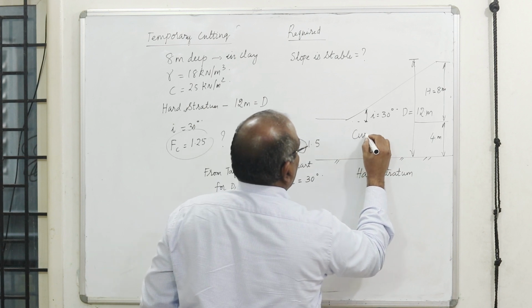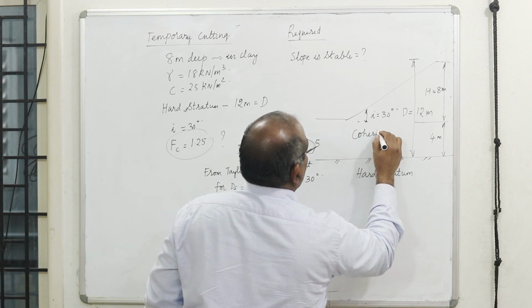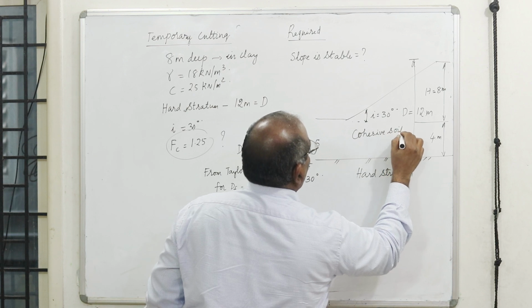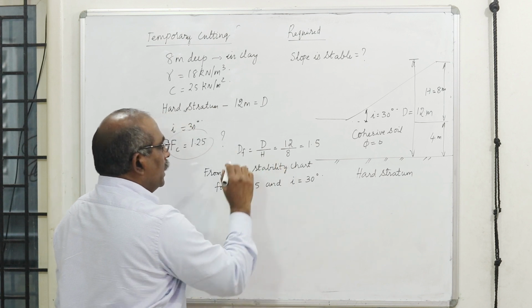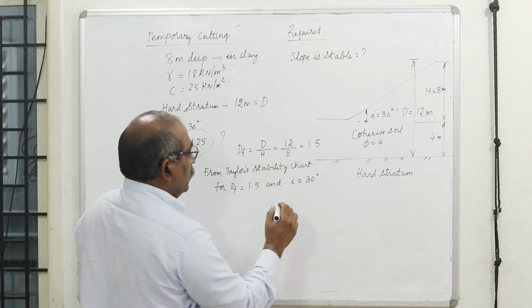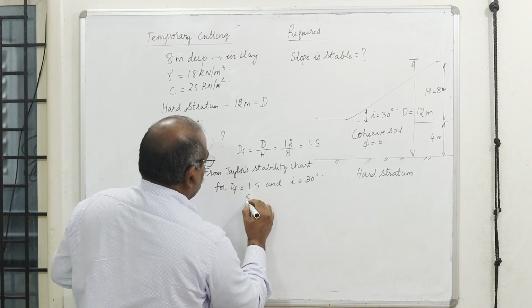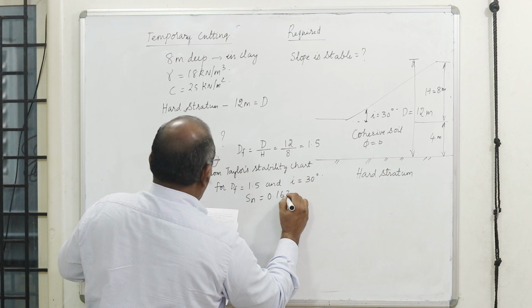In a purely cohesive soil, this is a purely cohesive soil, phi is 0, you don't have a phi value here, therefore you are bringing a depth factor into consideration. Okay, now i is equal to 30 and Df, your Sn value, is coming to 0.162.